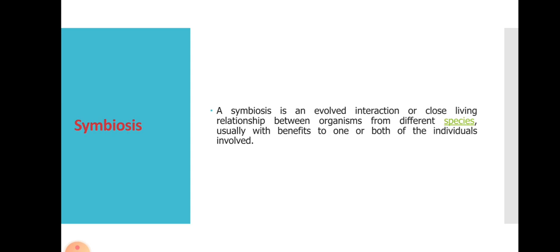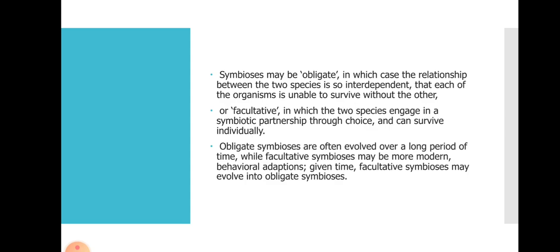Symbiosis is an involved interaction or close living relationship between organisms from different species, usually with benefits to one or both of the individuals involved. In simple terms, symbiosis is living together. Symbiosis may be obligate, in which case the relationship between the two species is so interdependent that each of the organisms is unable to survive without the other.